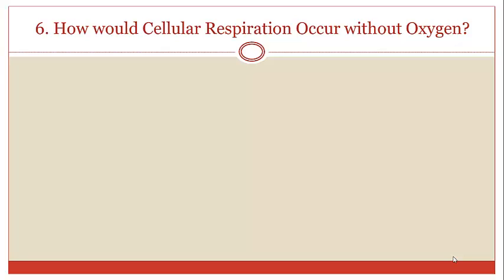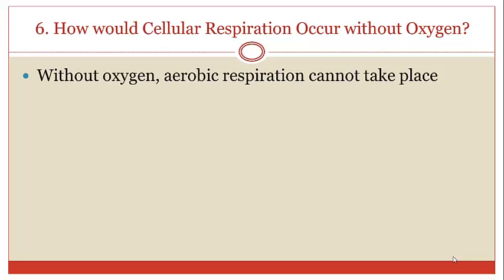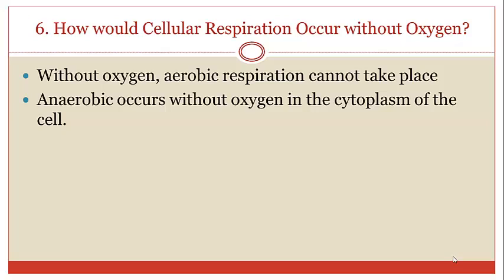Next question asks about what would happen for cellular respiration if there was no oxygen present. So without oxygen, aerobic respiration cannot take place. Anaerobic respiration occurs without oxygen in the cytoplasm of the cell. So glycolysis happens first. This is the same for aerobic and anaerobic.